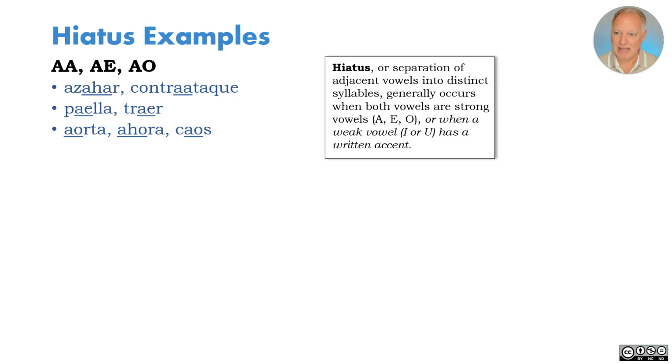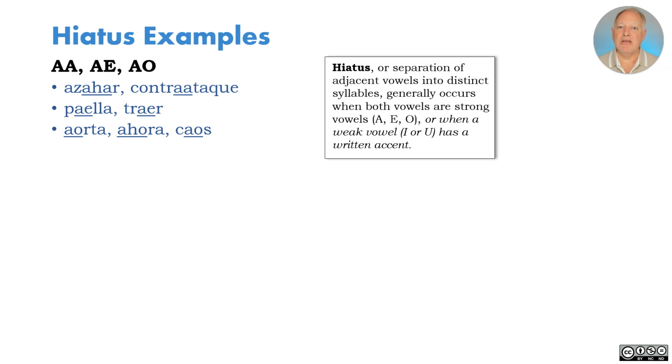Contraataque. A-e, paella. Notice it is two distinct syllables, so the word has three syllables. Paella. Traer. So we're separating those vowels into distinct syllables. Aorta. Ahora, silent H. Remember, I'm being careful not to pronounce that final unstressed a as a schwa, the sound. I'm not saying ahora with a lazy ending. I'm not getting lazy. I'm saying ahora.